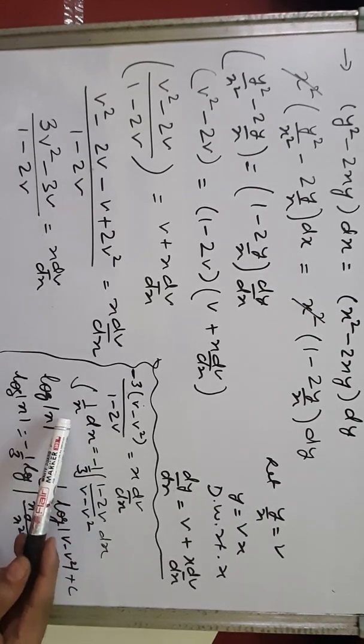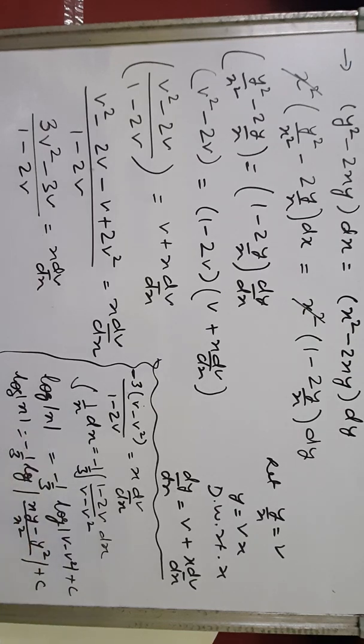Integrating both the sides, the integration of 1 upon x will be log mod of x, minus 1 upon 3, the integration of 1 minus 2v upon 1 minus v square. When we assume this term as t, we will get log of 1 minus v minus v square plus c. Now on substituting the value of v and simplifying, we'll get log mod of x equals to minus 1 by 3 log of (xy minus y square) whole upon x square. The value of y, we have assumed y upon x.